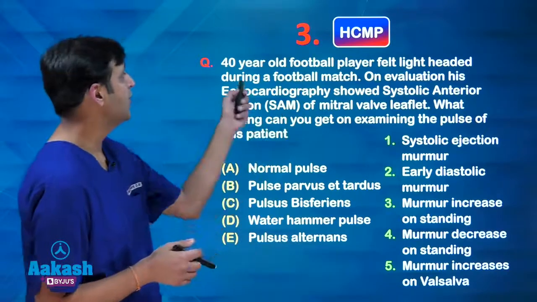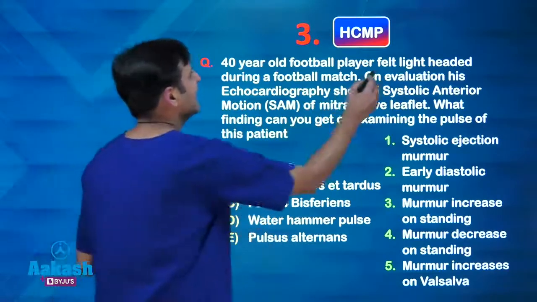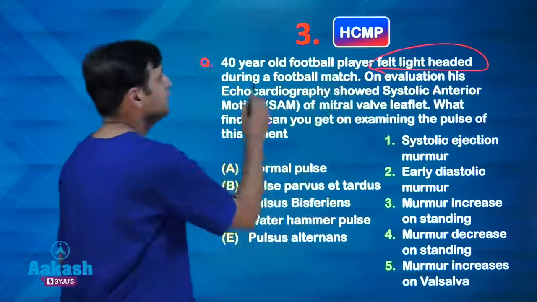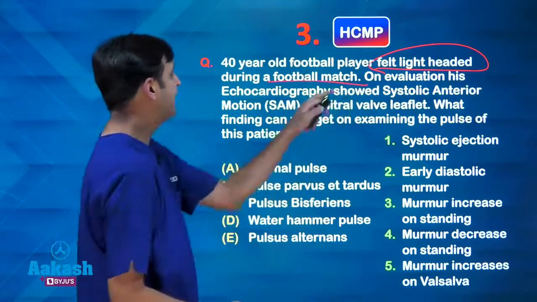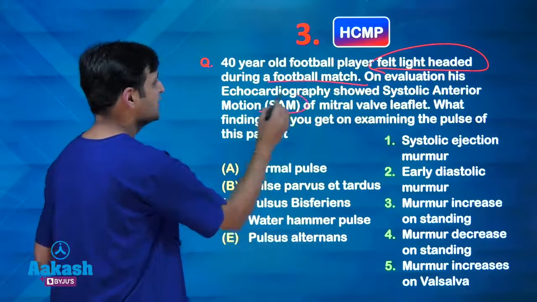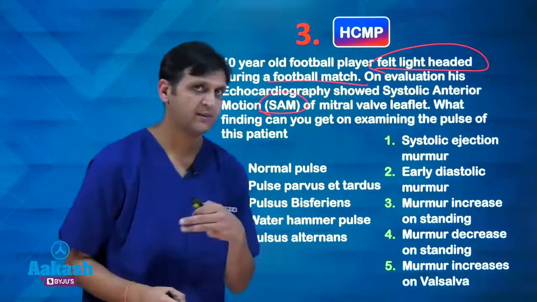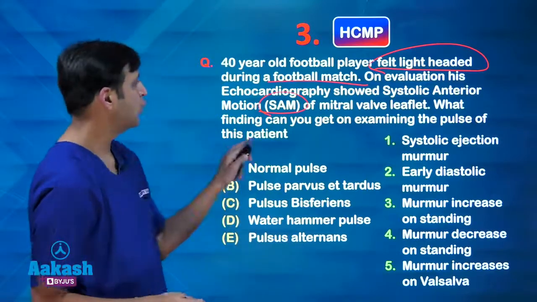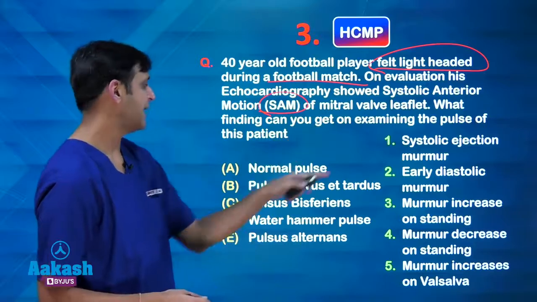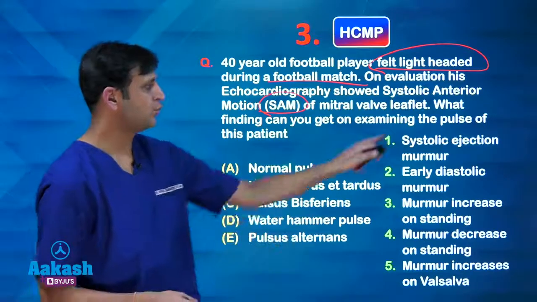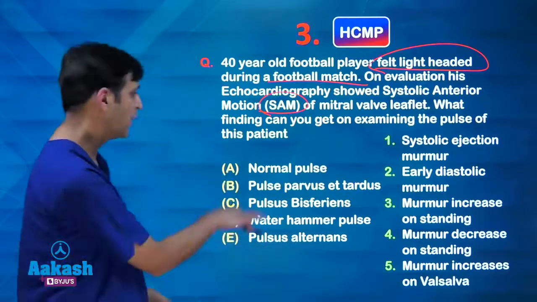So what was the question? A 40-year-old football player felt lightheaded during a football match. On evaluation, his echo shows what is known as SAM, so systolic anterior motion of the mitral valve leaflet. So what findings can you get on examining, one, the pulse of this patient, and two, the murmur of this patient? So these were the options.